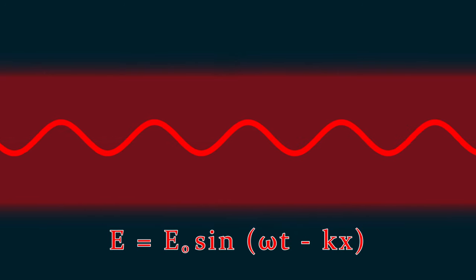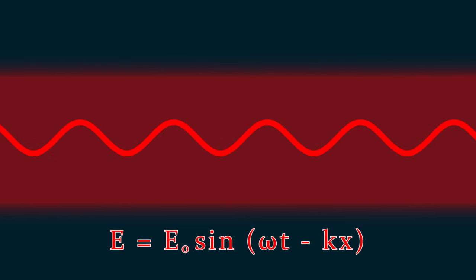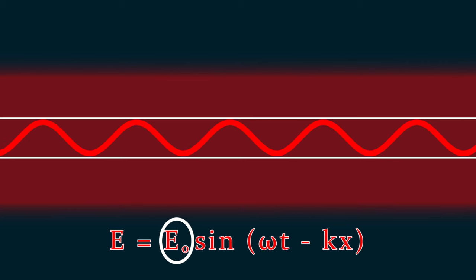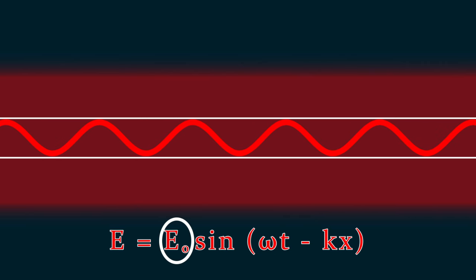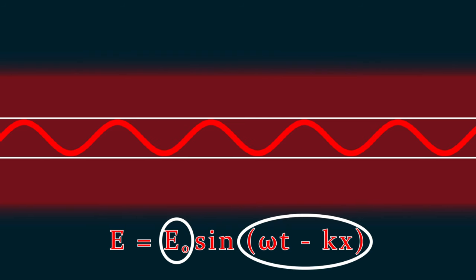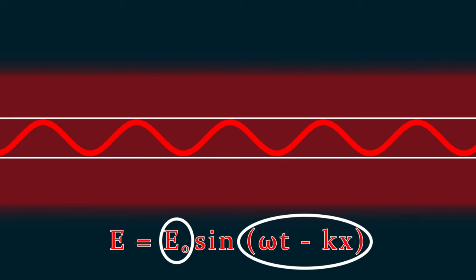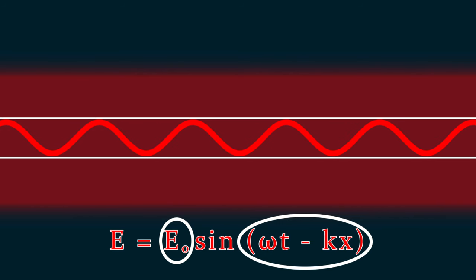Mathematically, this is described by this equation. This thing here, determining the maximum and minimum values of the field intensity, is called the amplitude, and what is in parentheses under the sine, and essentially determines the specific value of the field intensity at a given point in space at a given moment in time, is called the phase.